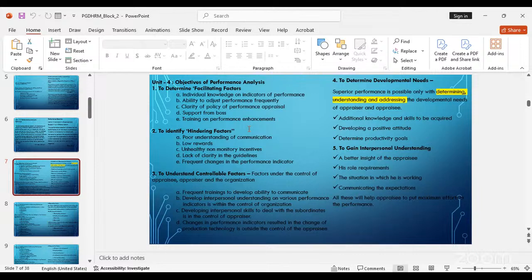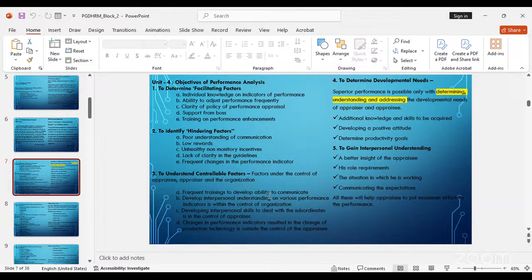The second objective is to identify hindering factors. What are the hindering factors for achieving performance objectives? Poor understanding of communication, low rewards. If rewards are not up to the mark, employees get demotivated and they become a hindrance to giving a proper analysis. Unhealthy non-monetary incentives, lack of clarity in the guidelines, frequent changes in the performance indicators. So, these are the hindering factors to identify.